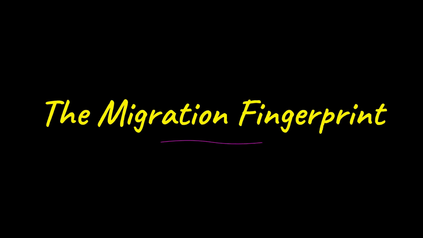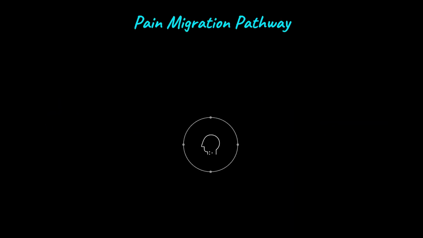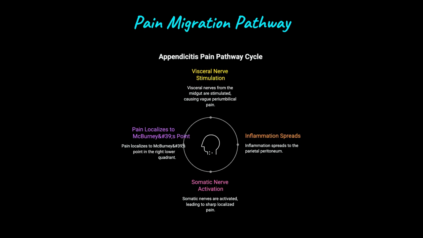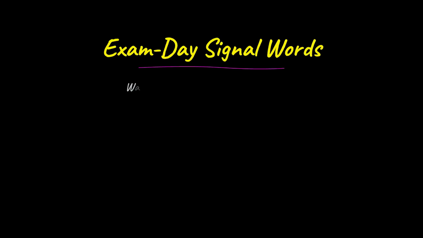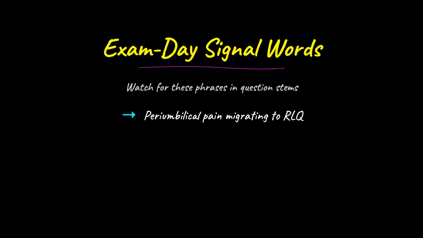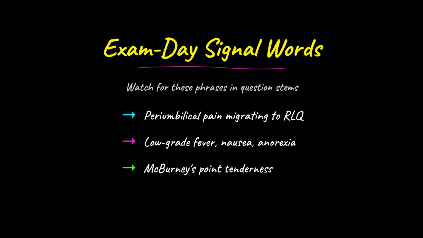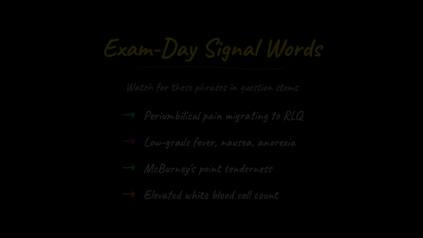Appendicitis has a signature pattern that every exam writer loves to test: pain that starts in one place and moves to another over several hours. Early inflammation irritates visceral nerves from the mid-gut, so the brain perceives vague pain near the belly button. As inflammation spreads to the parietal peritoneum, somatic fibers pinpoint sharper pain to McBurney's point in the right lower quadrant. The exam fingerprint is periumbilical pain that migrates to the right lower quadrant, paired with low-grade fever, nausea, and anorexia, plus tenderness at McBurney's point and an elevated white count on labs.